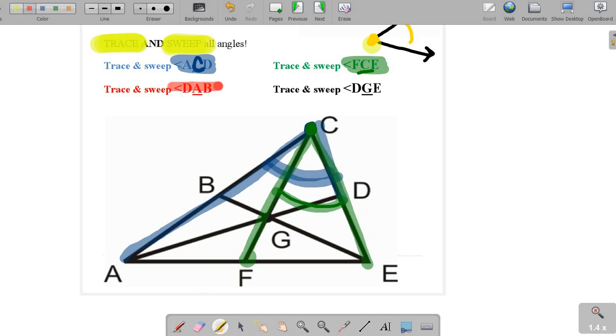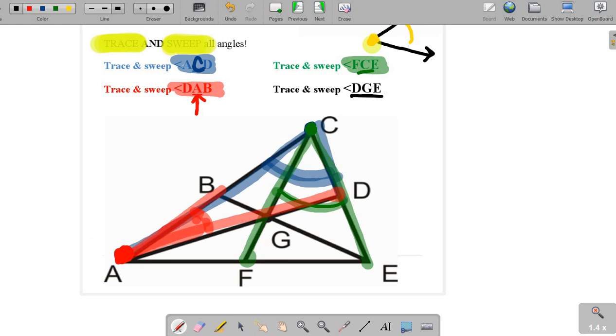We're going to trace and sweep angle DAB. Ready? In that exact order. D, A, B. Stop. Trace and sweep. So angle DAB is referring to this angle right here. Notice once again, the middle letter is A, therefore the hinge of that angle is A.